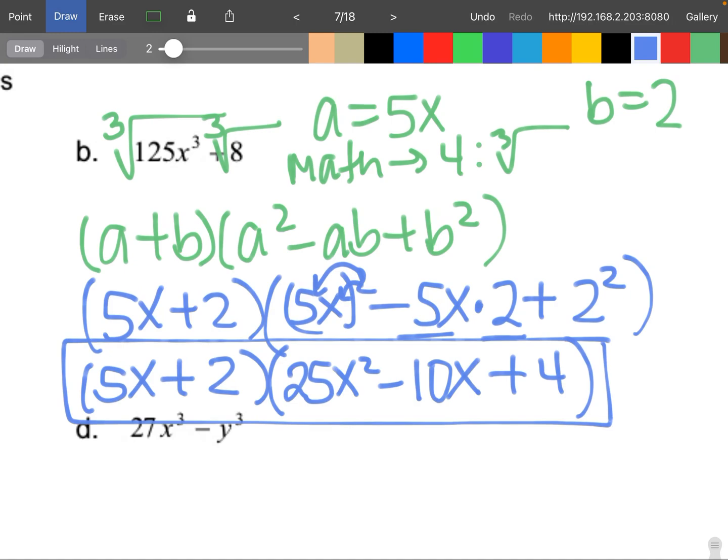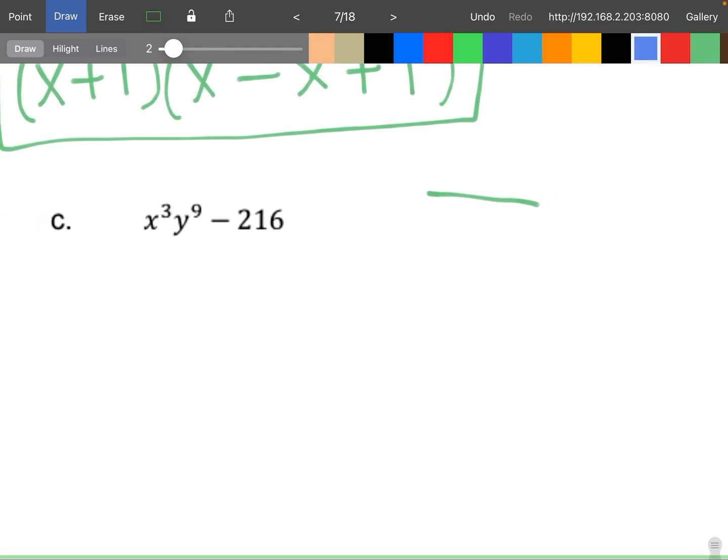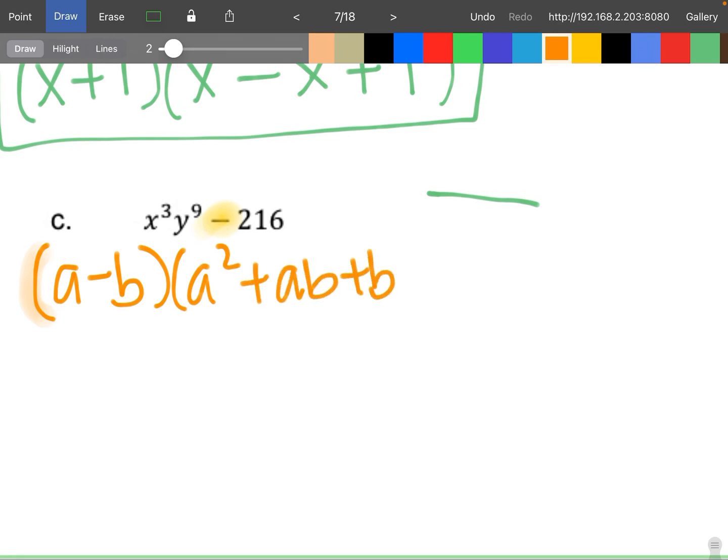Let's try a few now with minus, or the negative. So let's look at letter C. Notice now we have a minus in between. The negative, or the subtraction, is going to be impacted by the formula. So now this formula, because it's minus, is going to be a minus b times a squared plus ab plus b squared. When I take the cube root, I still am taking the cube root of both parts individually and not including that negative sign. So it's not negative 216 I'm taking the cube root of, it's just 216. Again, the minus is taking place, or the subtraction is taking place in the formula.